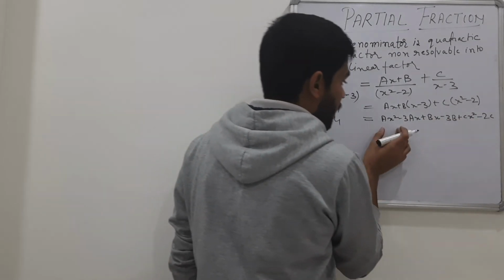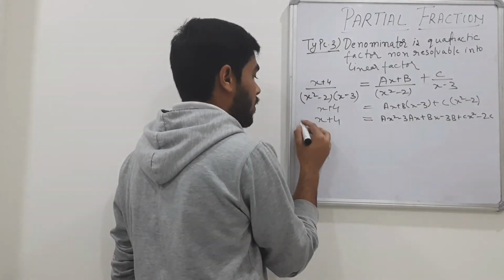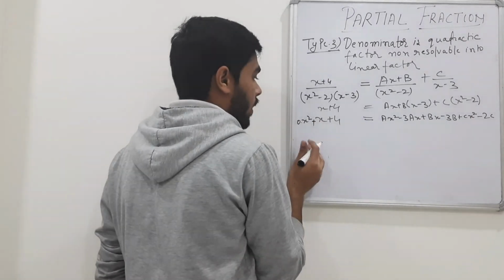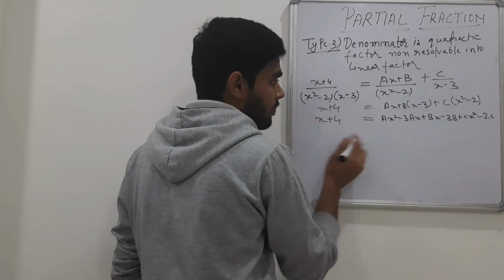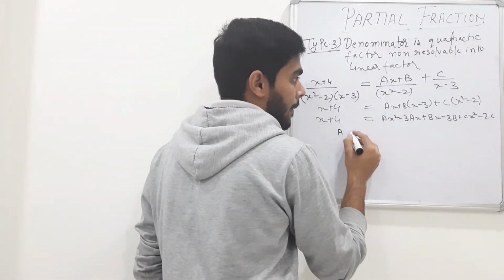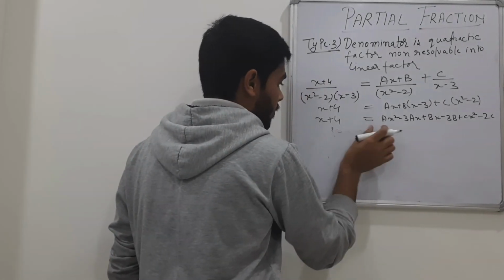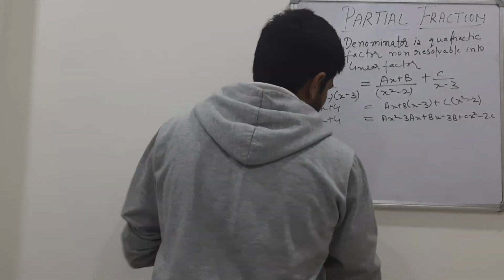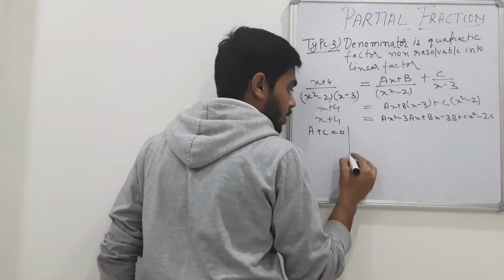Now we will compare the coefficients. Here the x square coefficient is 0. If you write 0 into x square, it will not affect this equation. So a plus c equals 0.